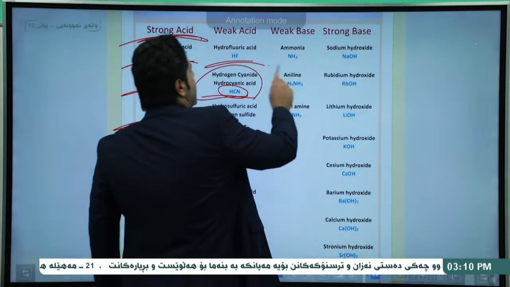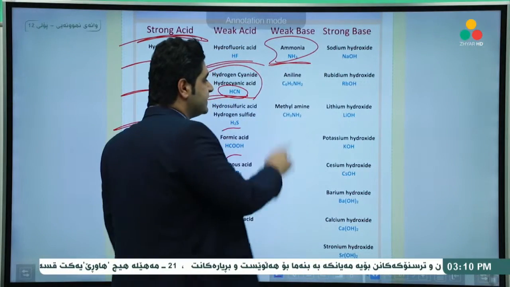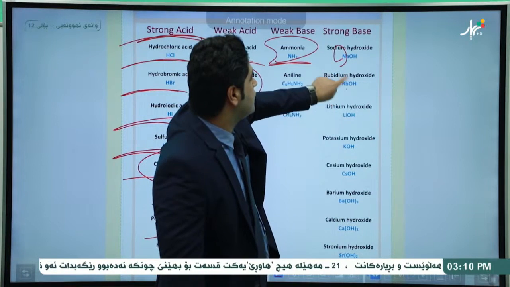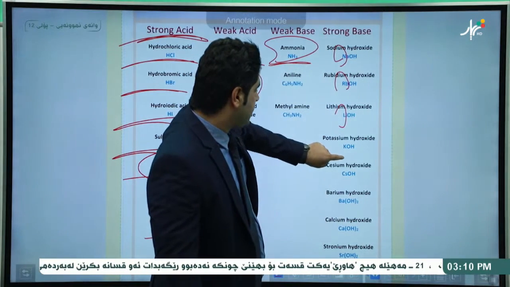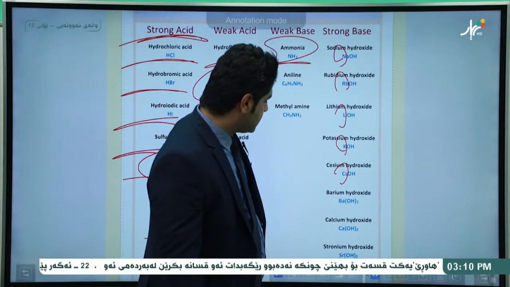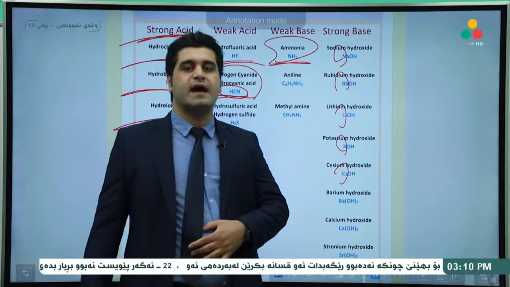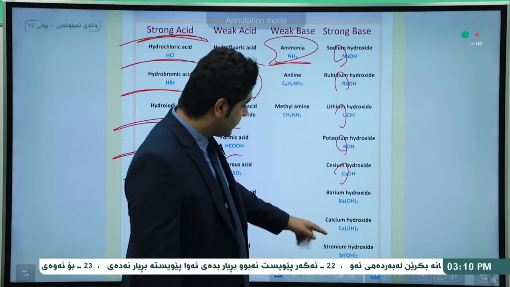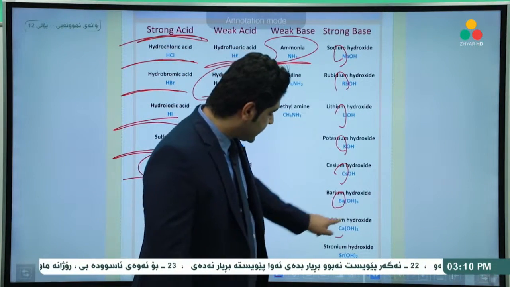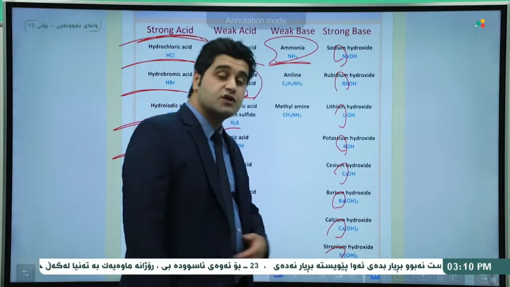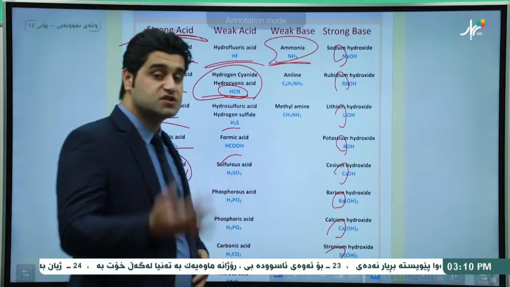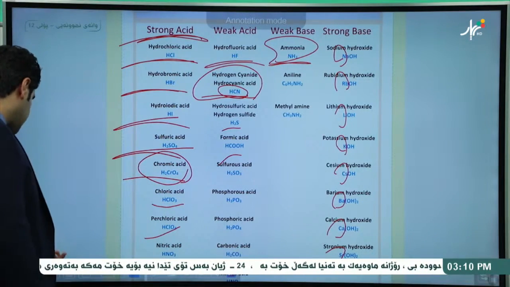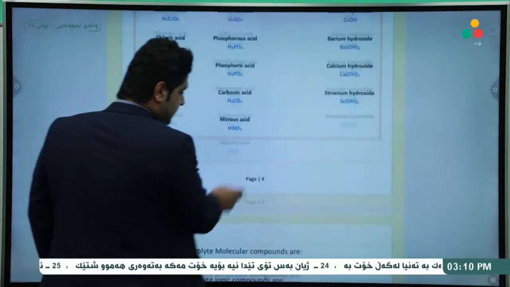Weak base such as ammonia, it's very important, ammonia, aniline and methylamine also. Strong bases, group 1 elements: sodium, rubidium, lithium, potassium, cesium. They are group 1 elements, so when they combine with one OH, they can produce strong base. And barium, calcium, strontium, group 2 metals, they can produce strong base also. BaOH by 2, CaOH by 2, SrOH by 2. That's why please memorize this table.